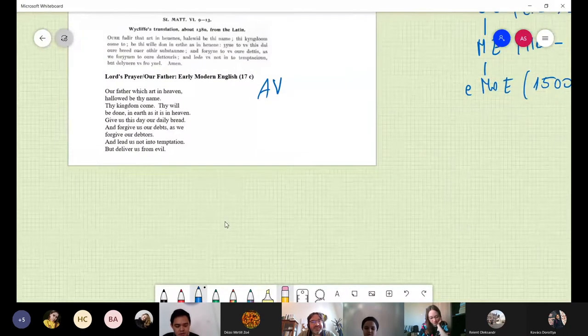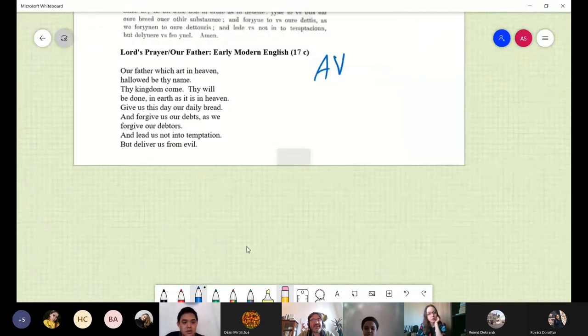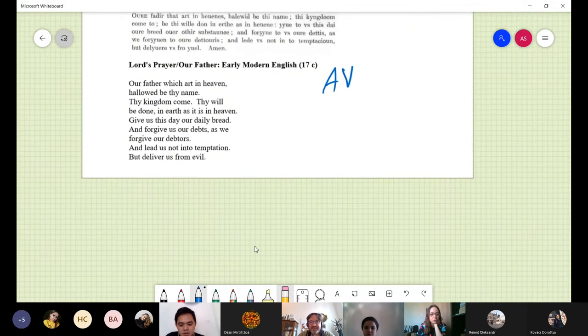Okay, now let's look at this piece of text. It says, Our Father, which art in heaven, hallowed be thy name. Thy kingdom come, thy will be done in earth as it is in heaven. Give us this day our daily bread, and forgive us our debts as we forgive our debtors. And lead us not into temptation, but deliver us from evil. This is rather well known, right?